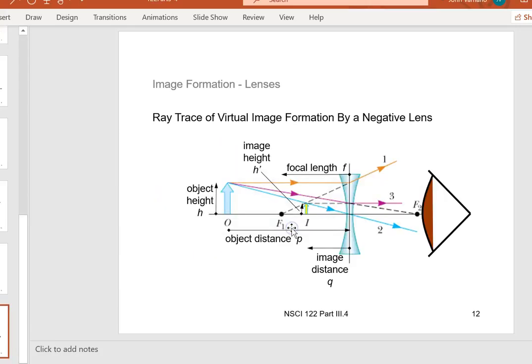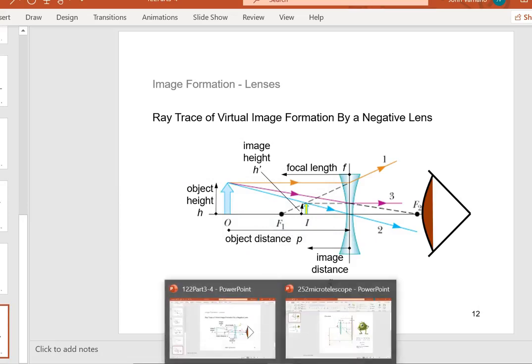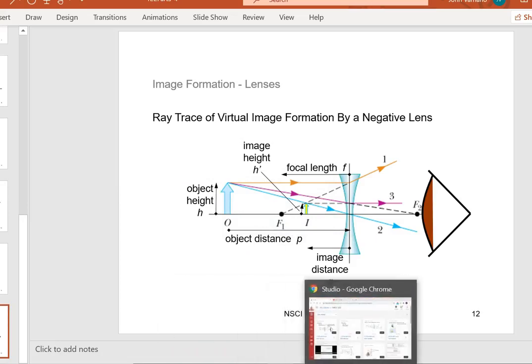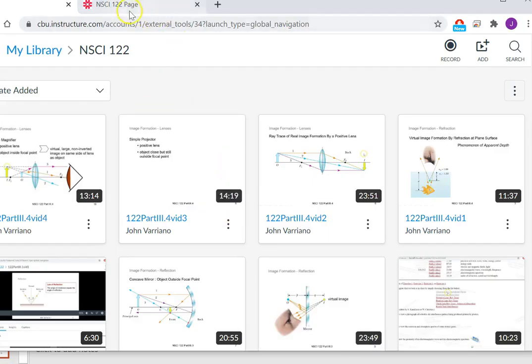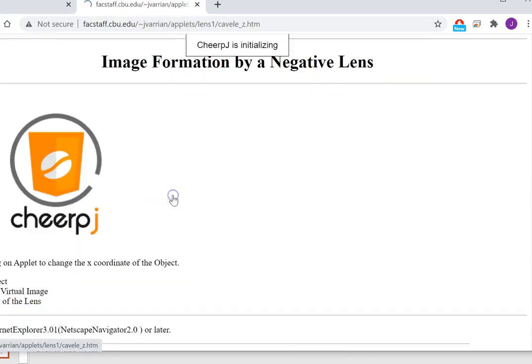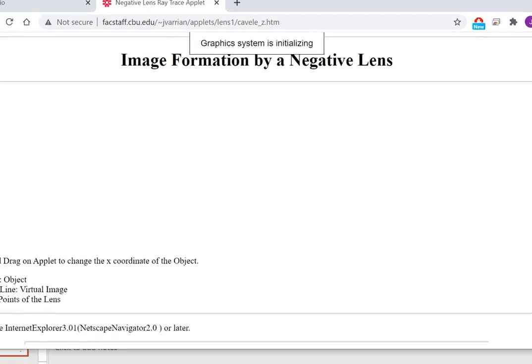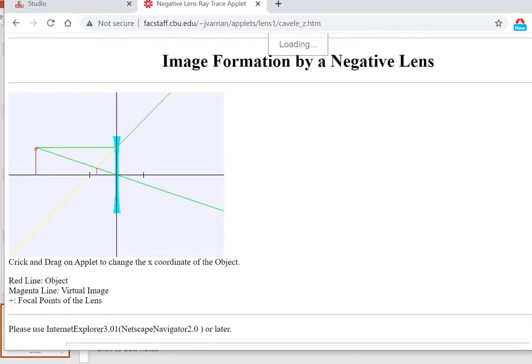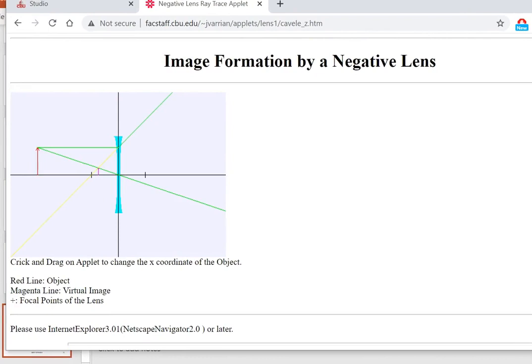I do want to go to another applet that does negative lens ray tracing. So I'm going to go to our course page, and I'm going to click right here, negative lens ray trace, because I want to show you guys something with the negative lens.